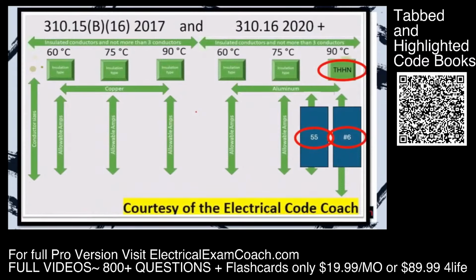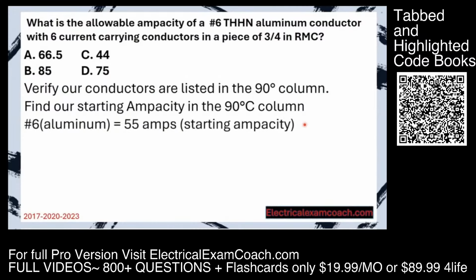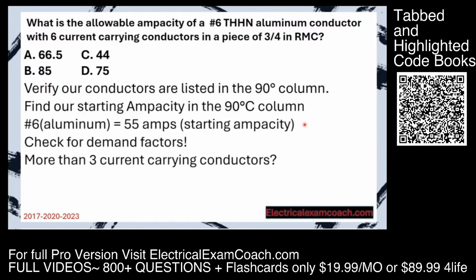Now we find our starting ampacity in the 90-degree C column. We head to our primary ampacity table on the aluminum side, and we slide down until we find a number 6. Then we're going to cross over and find that our starting ampacity is 55 amps. But we must check for demand factors. Are there more than 3 current carrying conductors?